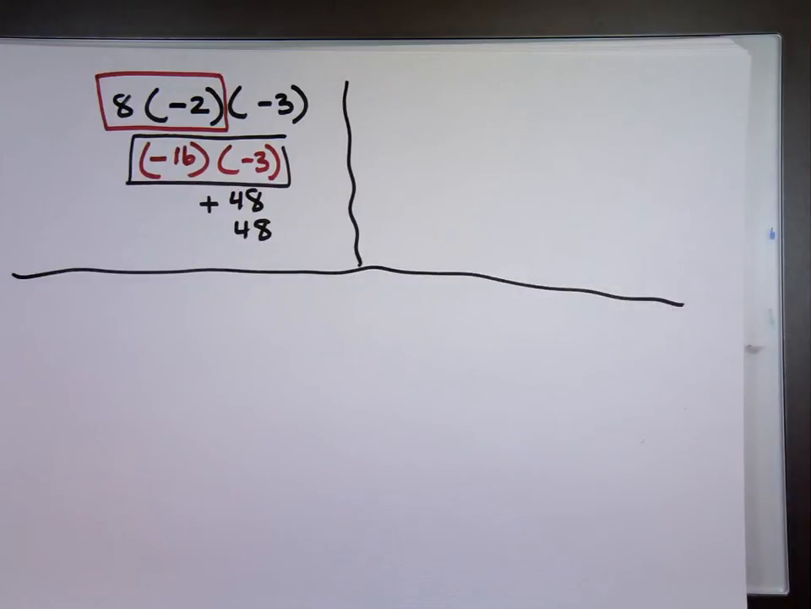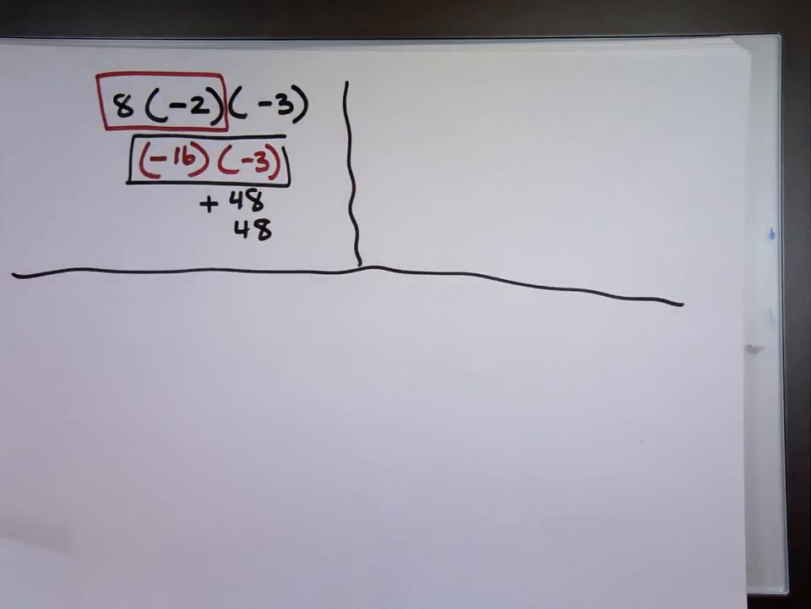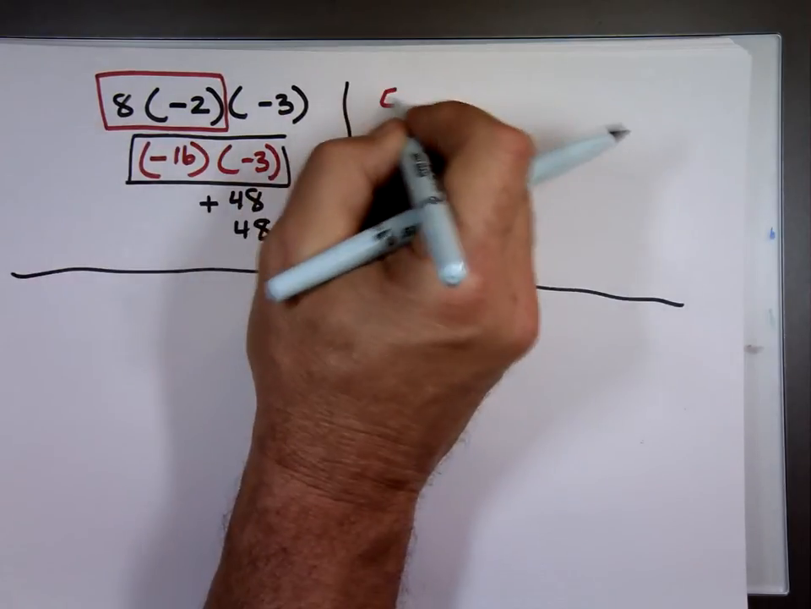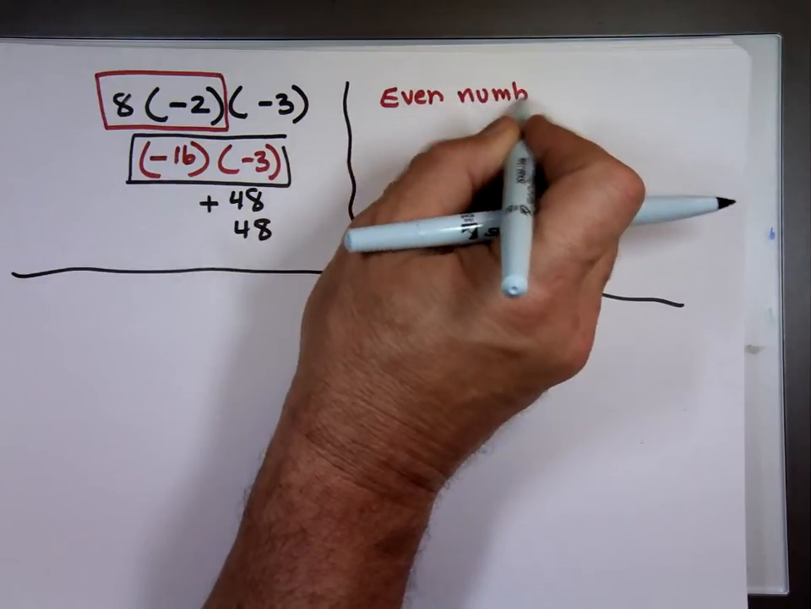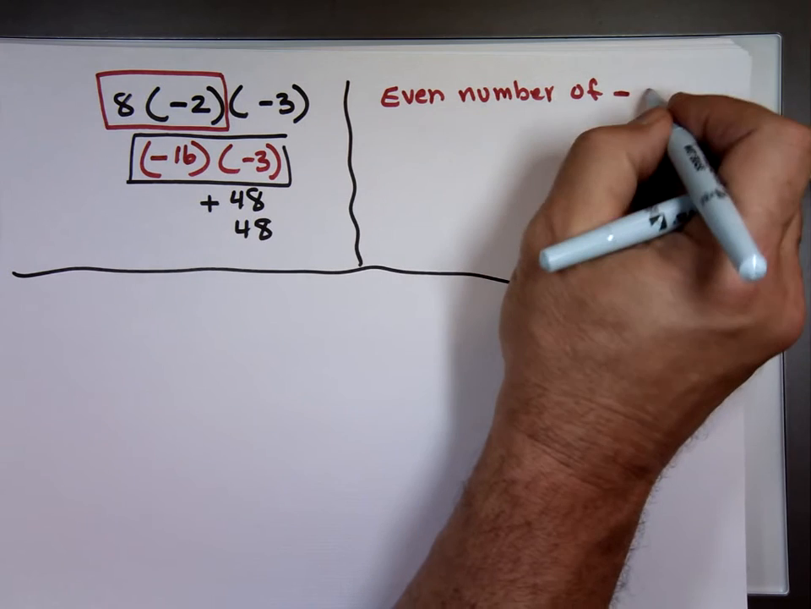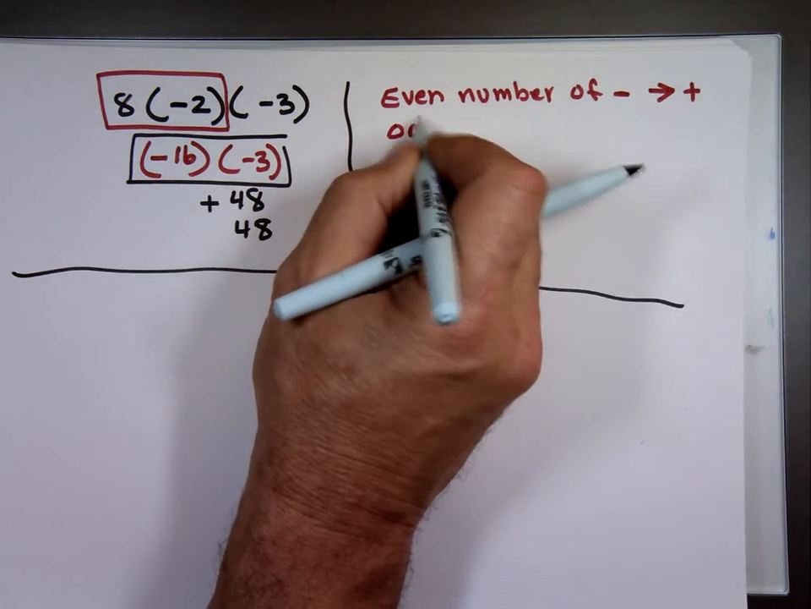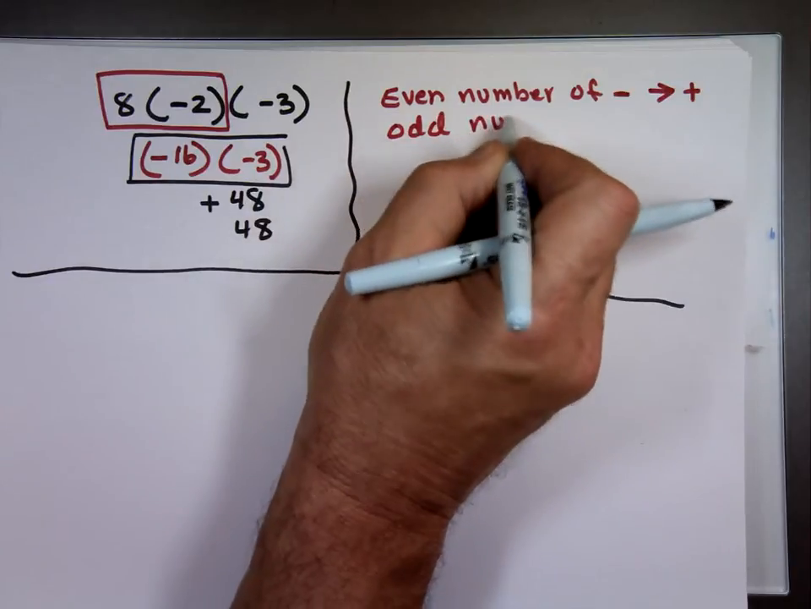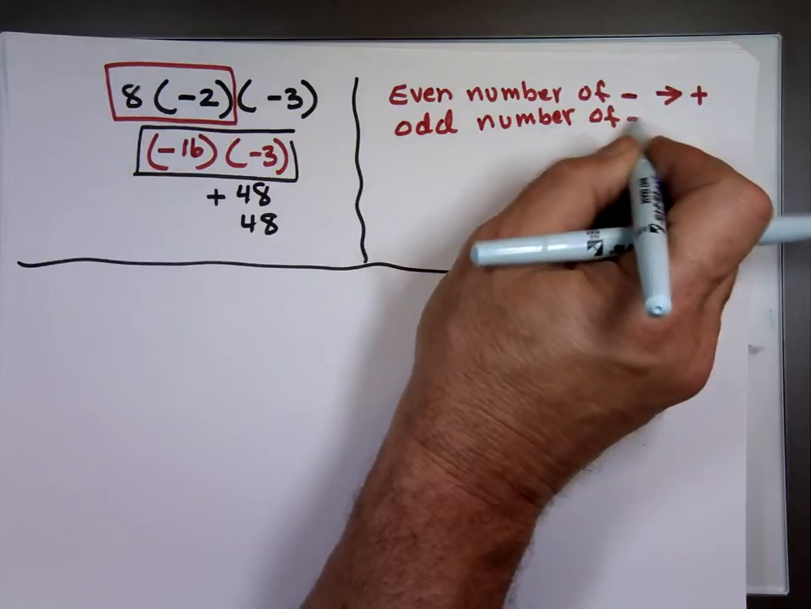By the way, if you're not sure if your answer is going to be positive or negative, count how many minus signs, negative signs, you have there. If you have an even number of minus signs, the result will be a positive number. If you have an odd number of negative signs, the result is going to be negative.